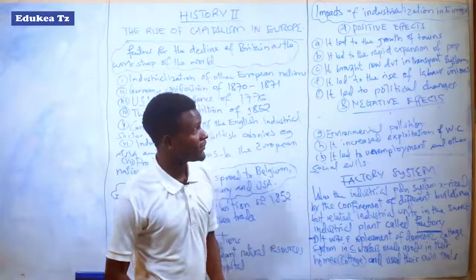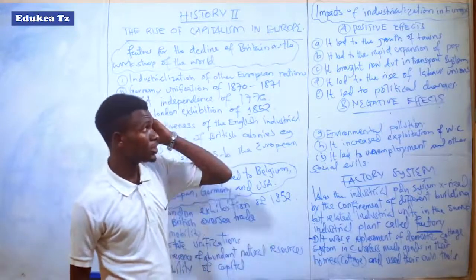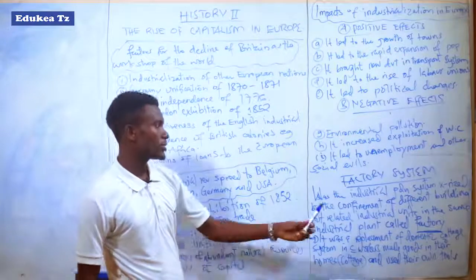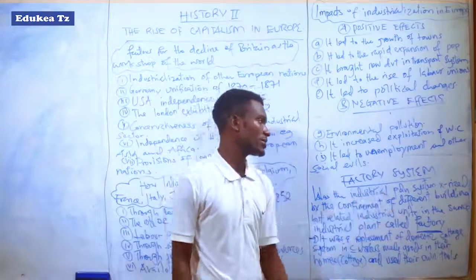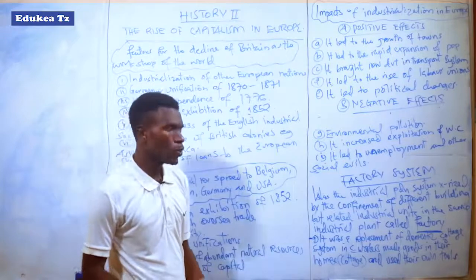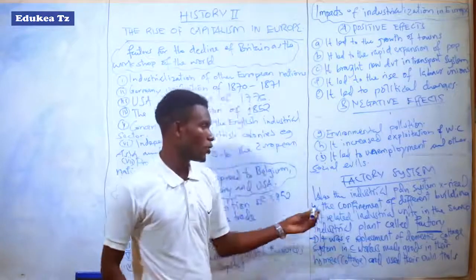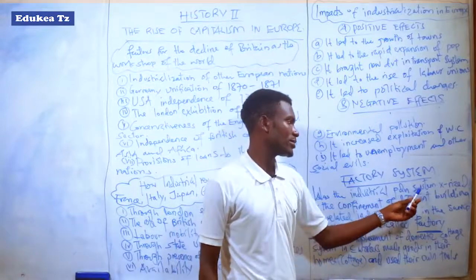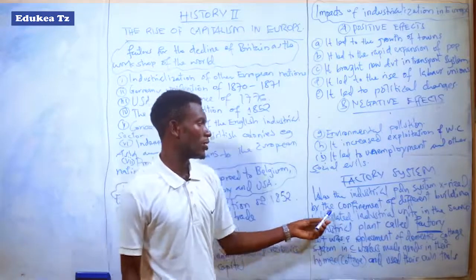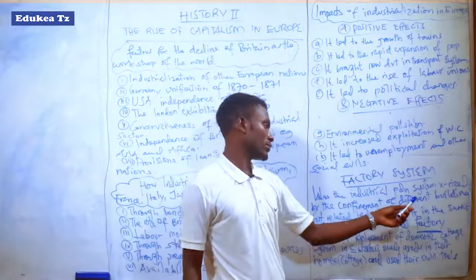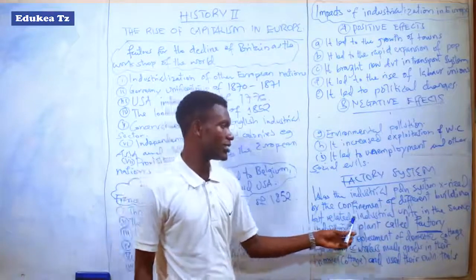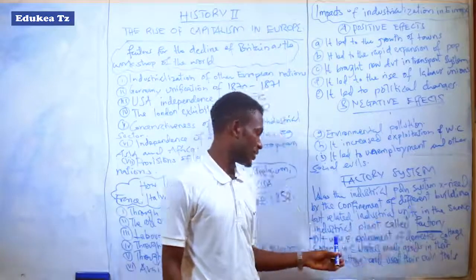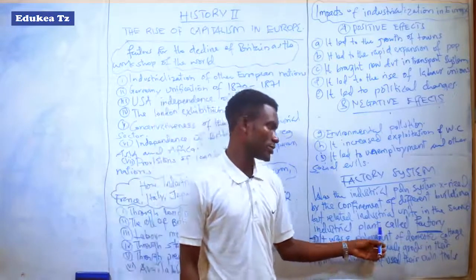After looking at the negative effects of industrialization in Europe, let us go directly to the factory system. What is the factory system? It was the industrial production system characterized by the confinement of different buildings but related industrial units in the same industrial plant called the factory.